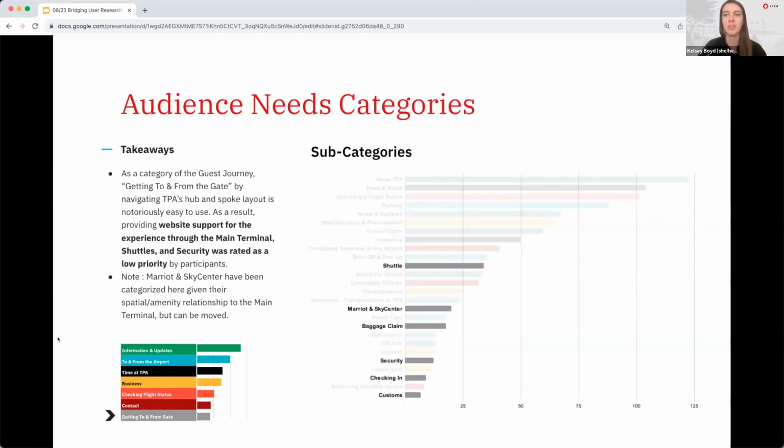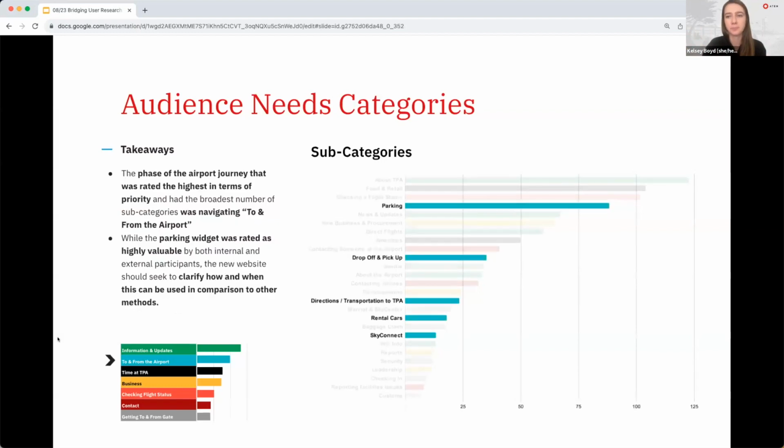So for example, we found that the intuitive layout of the airport resulted in minimal need for content that supported the actual navigation or a lot of the on-site experience of the airport itself. So a lot of the times users were using in-person signage for things like finding security or figuring out which shuttle to take. That was not as critical for the site.